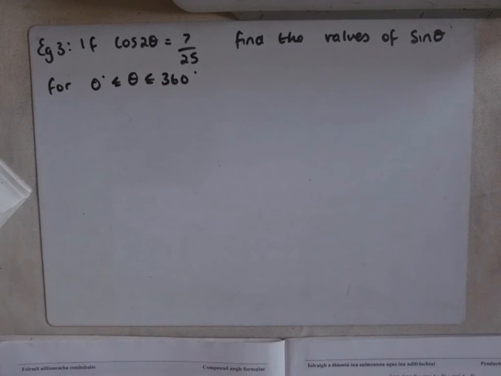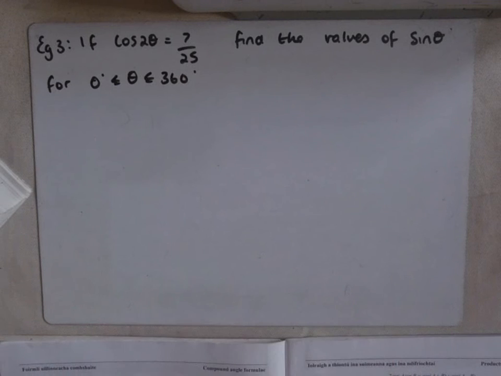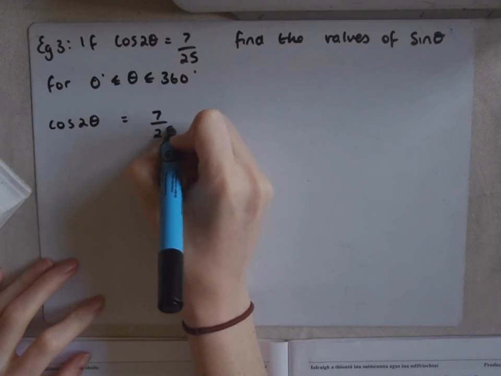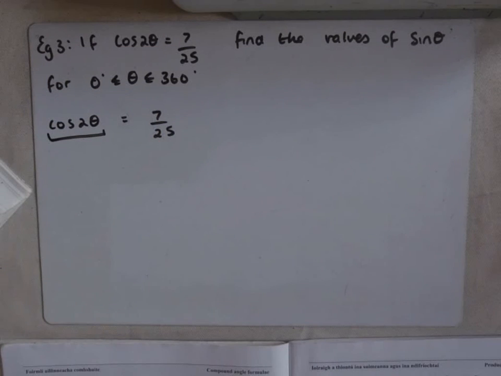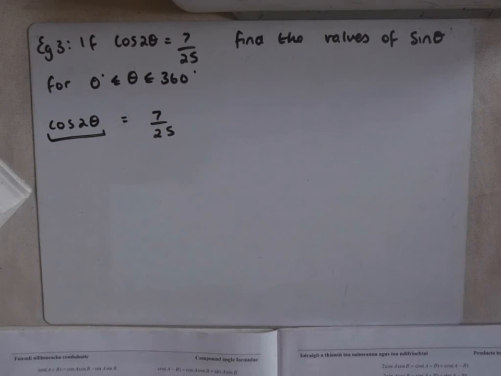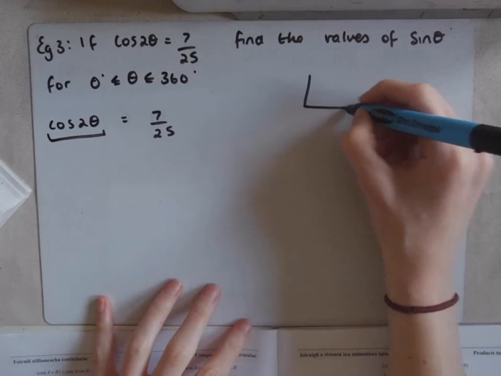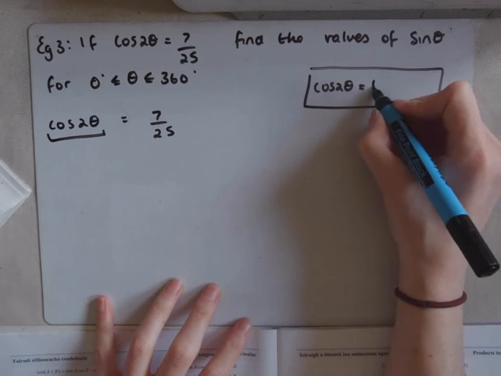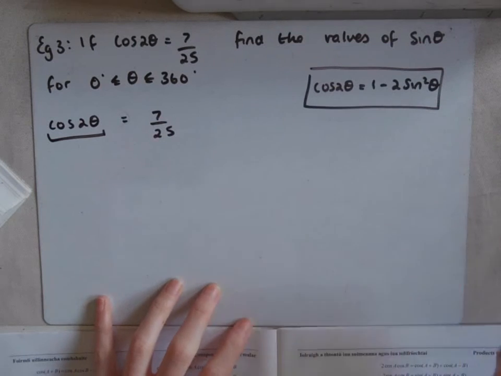Okay, so cos of 2 theta is 7 over 25. Find the values of sine theta. So basically I need to have sine theta in my question equal to 7 over 25. So let's replace cos 2 theta equals 7 over 25. Now instead of cos of 2 theta, we need to replace that with one of the ones that we wrote into our box. So we had cos of 2 theta equal to 1 minus 2 sine squared theta.